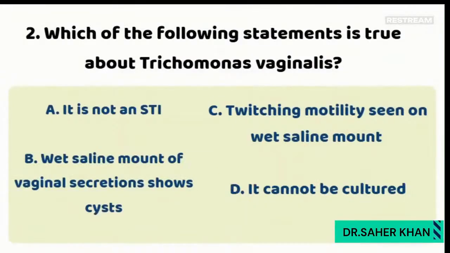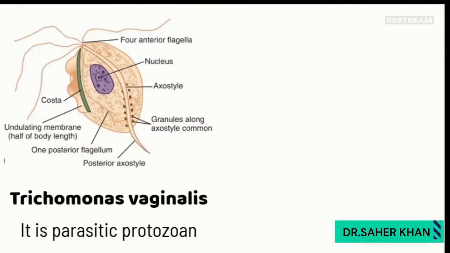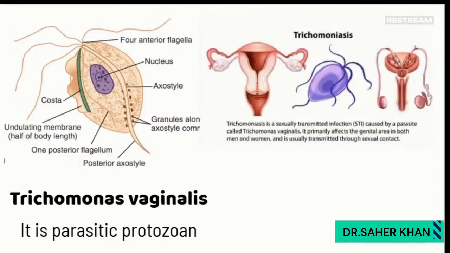Okay, so the second question is, which of the following statements is true about Trichomonas vaginalis? Options: Number 1, it is not a sexually transmitted infection. Number 2, wet saline mount of vaginal secretions shows cysts. Number 3, twitching motility seen on wet saline mount. Number 4, it cannot be cultured. Okay, so first of all, we must understand that Trichomonas vaginalis is a parasitic protozoan and it is responsible for causing trichomoniasis, which is the most common parasitic sexually transmitted infection.